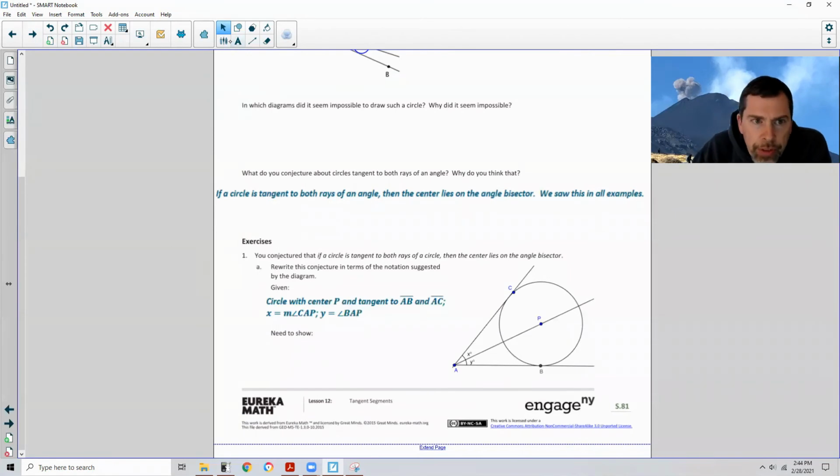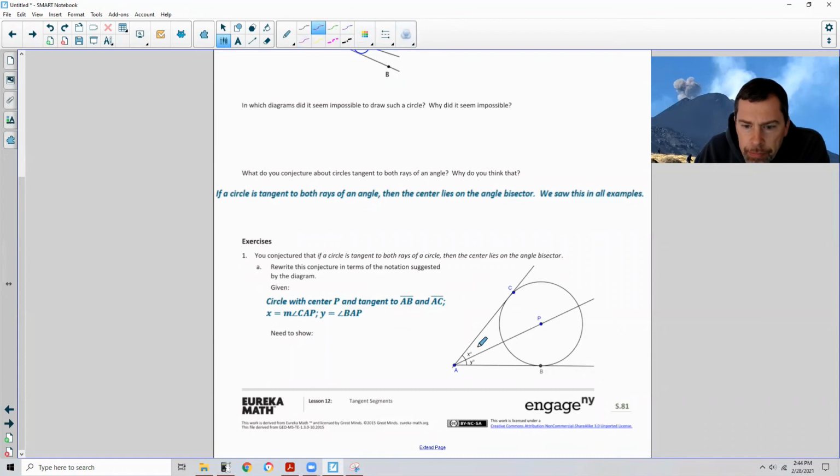Well, we have a circle with center P, check. And tangent to segment AB. It's tangent to this, and it's tangent to AC. X equals the measure of angle CAP, and Y equals the measure of angle BAP. We need to show that X equals Y. Okay?